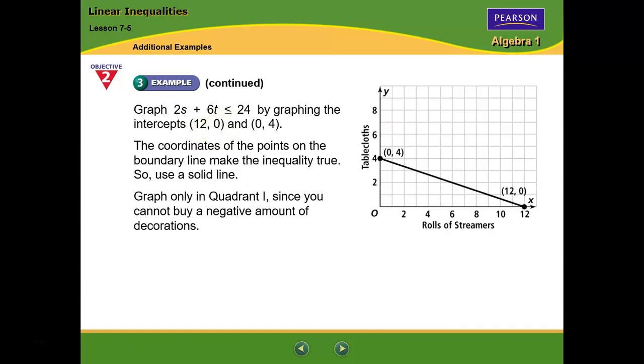Now let's find our t-intercept, or when we graph out of context, we call this the y-coordinate. Remember, when you find the y-coordinate, you substitute a 0 in for your x-coordinate, and in this case the s. So this time we're going to put a 0 in for the s. 2 times 0 is 0, so this is gone. And that leaves us with 6t is less than or equal to 24. We get t by itself by dividing both sides by 6. 24 divided by 6 is 4.